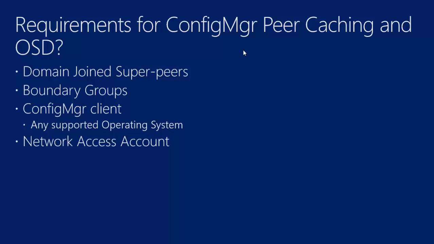Difference, right? Boundary groups. So we do need boundary groups. I've mentioned this a couple of times already. A boundary group defines what systems can be potentially sharing content back and forth with each other. And you can further refine that by, in a boundary group, saying within this group, only let machines that are on the same subnet share content with each other. Again, I'll show that to you in just a minute.